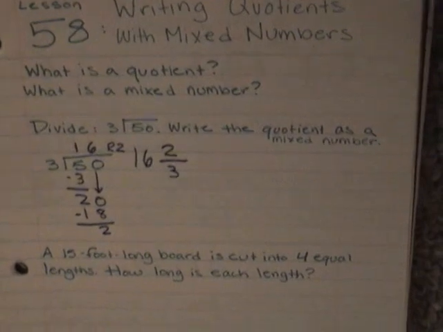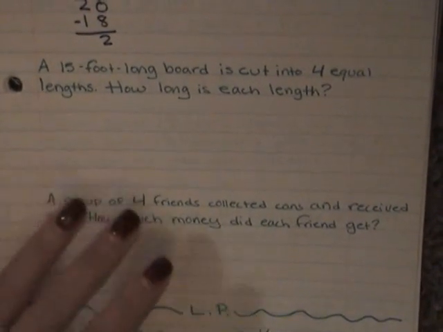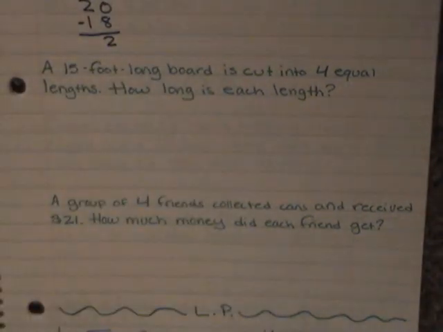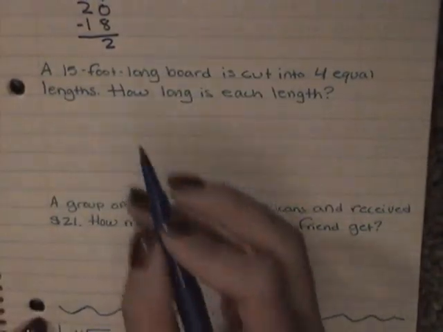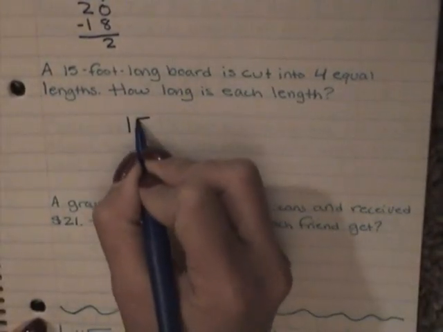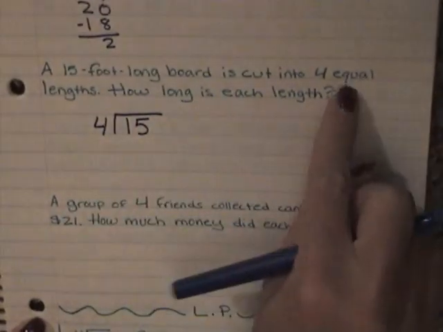Alright, you can pause your video now if you want to write down this longer problem. It says, a 15-foot long board is cut into 4 equal lengths. How long is each length? So this is going to be a division problem because we're dividing into equal groups. So I have 15 and I want to divide it into 4 equal groups because it's 4 equal lengths.